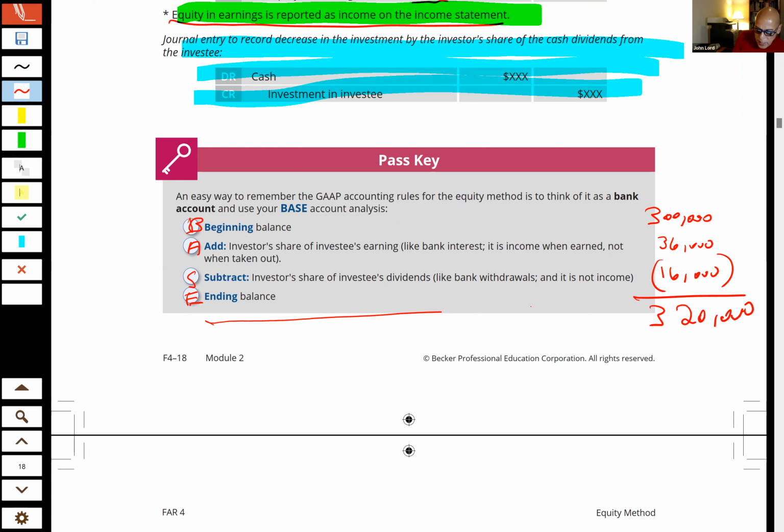That's the way they're going to ask you, and you can use our account analysis format, the same thing we were using earlier for accounts receivable and whatnot, to calculate the ending balances in questions like that.